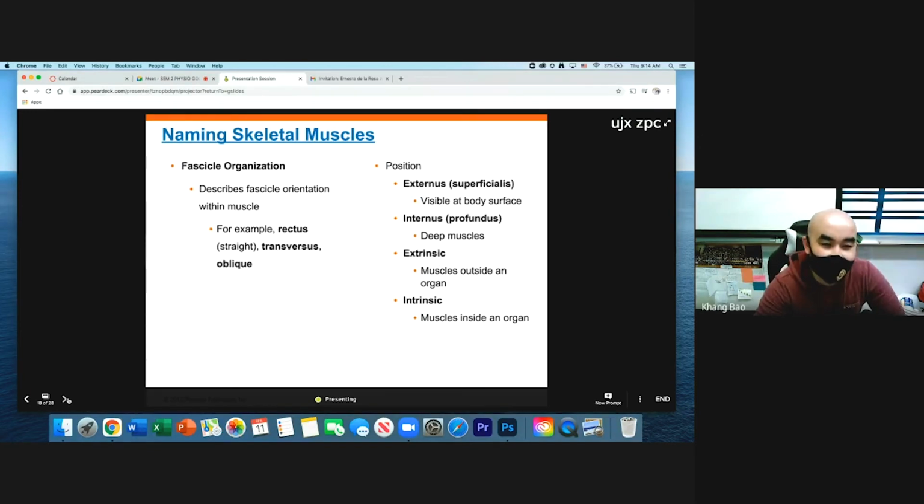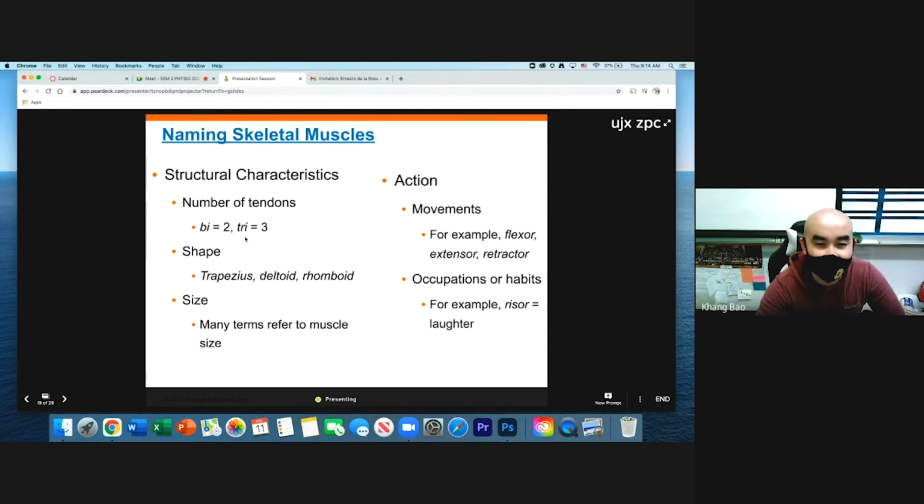So there are different ways. I'm not going to spend that much time on it because again, it's a lot. You can name them by the number of tendons they have. The tendon means the end that connects to the bone. They might have one end that connects to the bone or two ends. By shape, like trapezius, deltoid, rhomboid. By size, how big they are. By movement, like flexor, extensor, retractor, and so on.